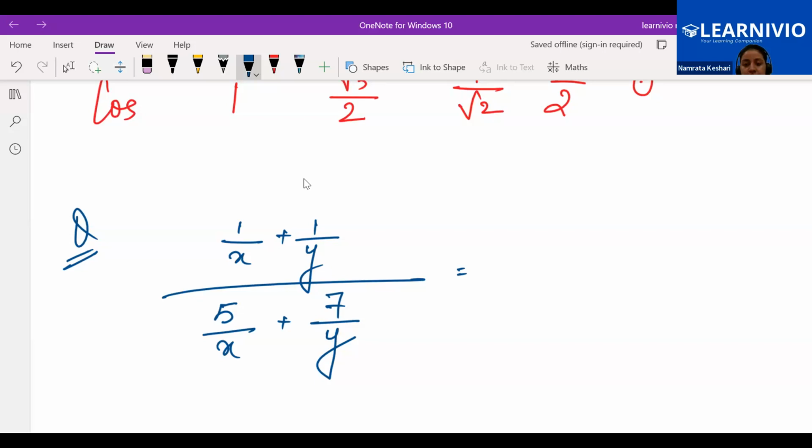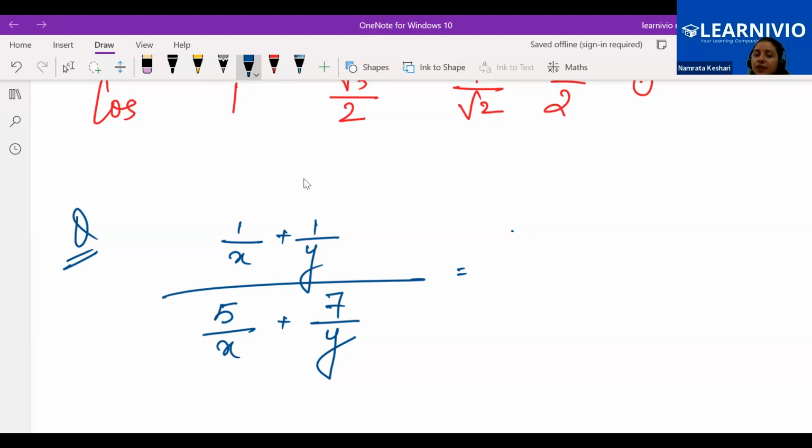I'm not sure if I got the correct answer. I got 14 bracket 2xy divided by xy. I'm not sure if that's correct though. Let me help you with this one. Let me explain how exactly we have to do this.